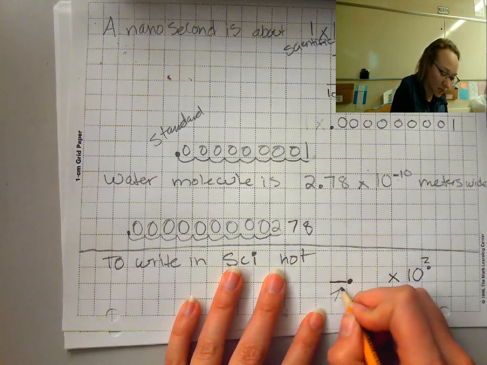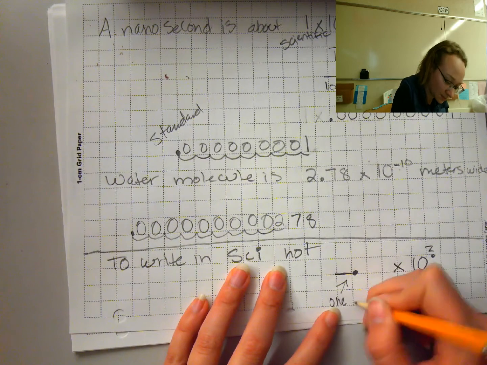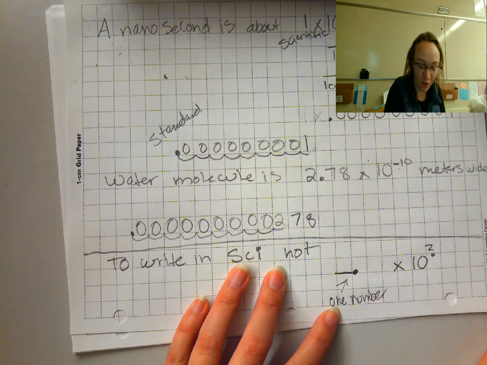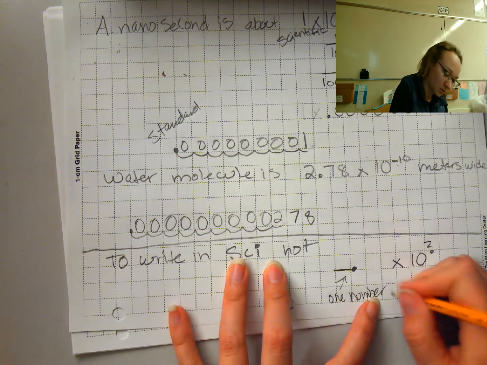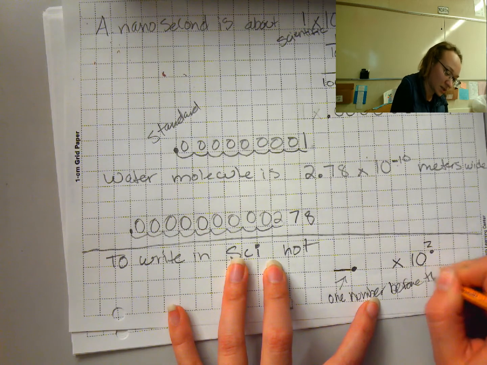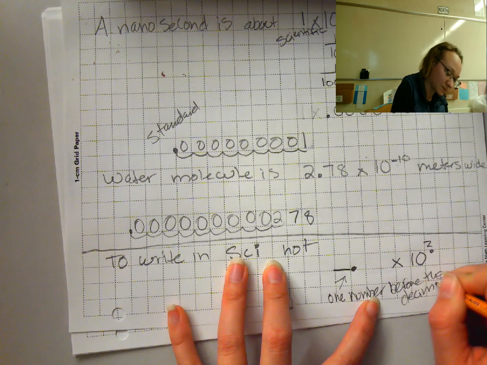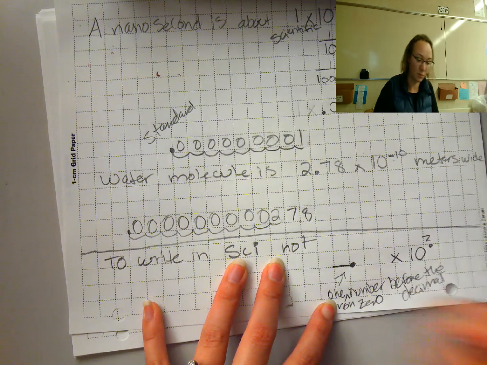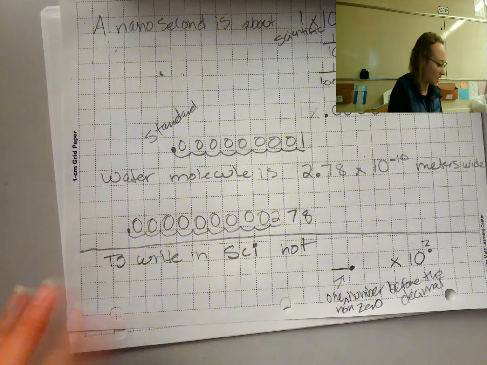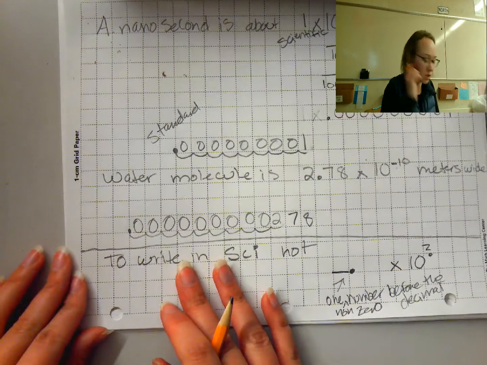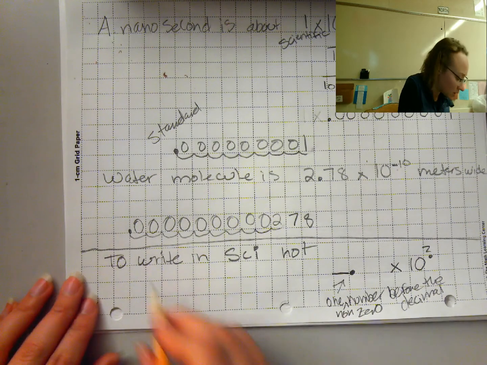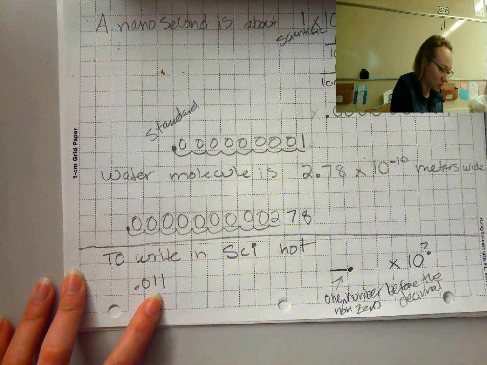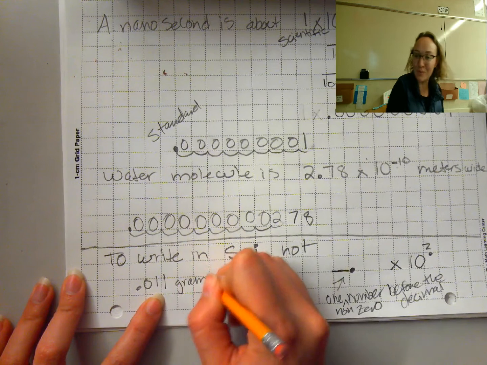So this number right here only has one number, and it can't be a 0, one non-zero number before the decimal. One non-zero number before the decimal. Okay, so let's take an example of, I believe this was the weight of a grain of sand, 0.011 grams. It's a small one.